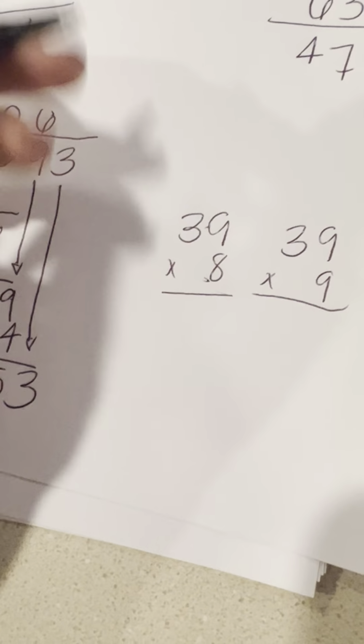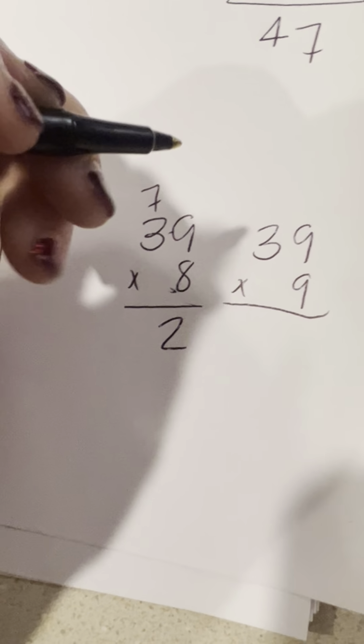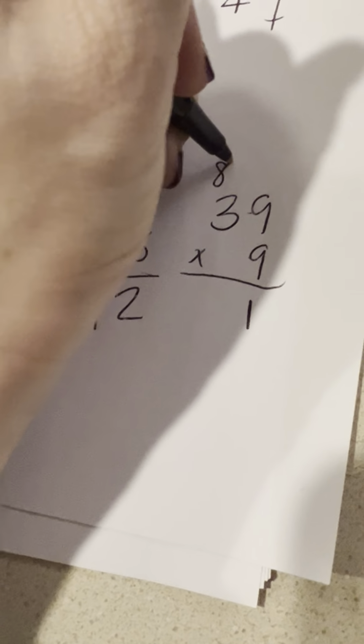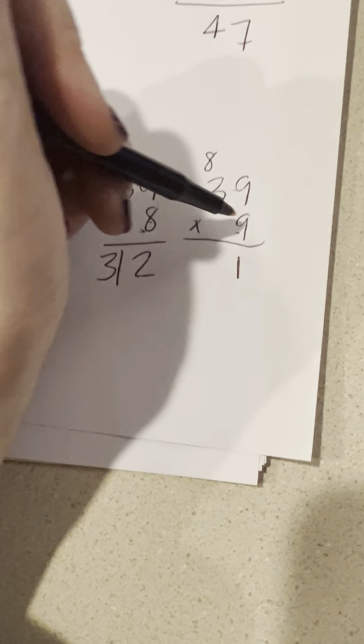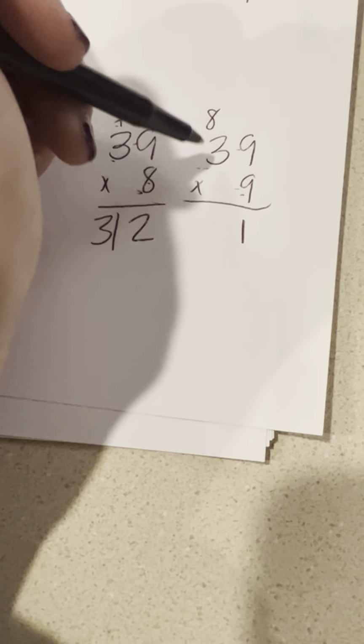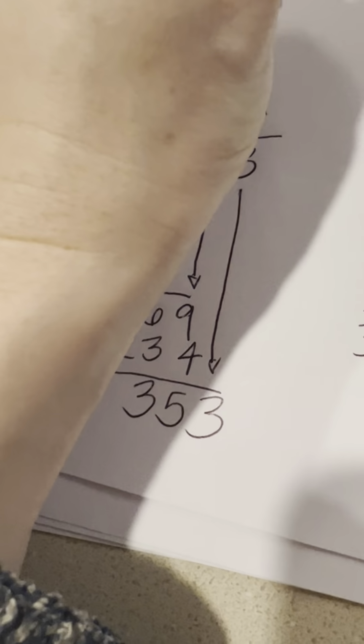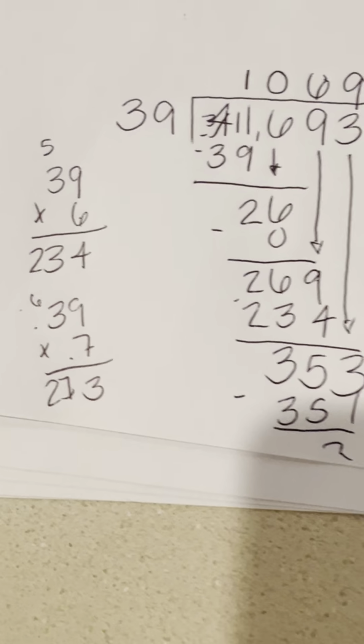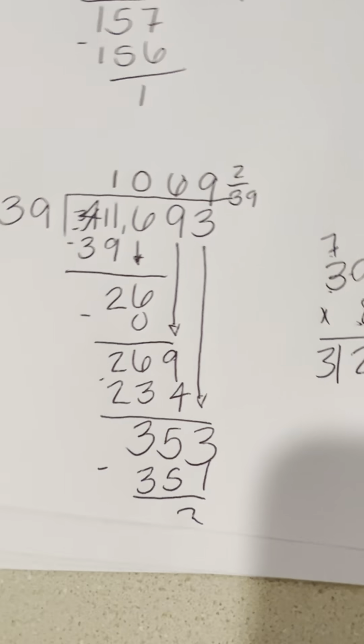So, 9 times 8 is 72. Carry the 7. 24 plus 7 is 31. That would be 312. So I want to do 39 times 9. So 9 times 9 is 81. Carry the 8. 9 times 3 is 27. 27 plus 8 is 35. 351. Yeah, so it's going to be 9 minus 351. 2 left over. And 2 over 39. Again, literally the same thing that we've been doing.